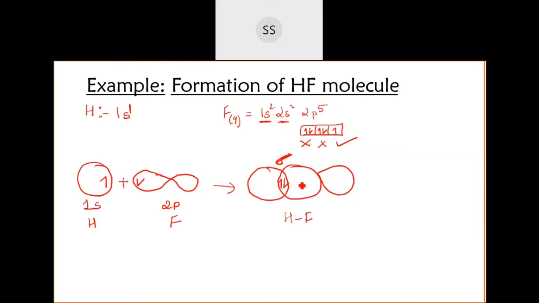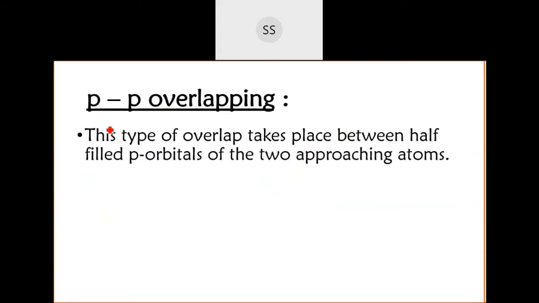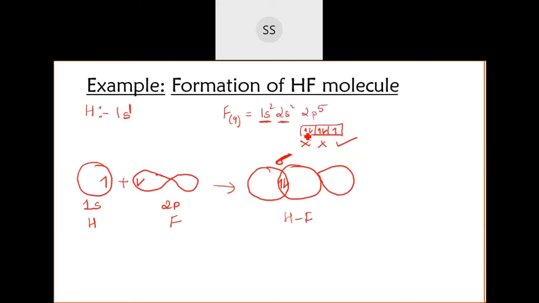The third one is when 2p orbitals overlap. A half-filled p orbital and another half-filled p orbital overlap with each other to form a sigma bond. So this is also possible. Which p orbital, in the HF molecule? The one which is fully filled is not participating. Who is participating in the bond formation? The one which has just one electron, so it requires one more electron.